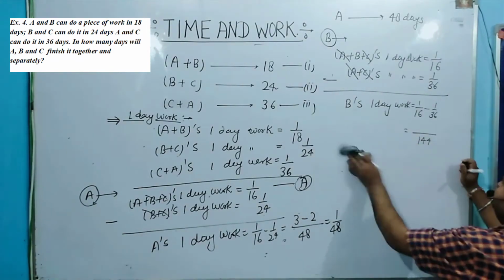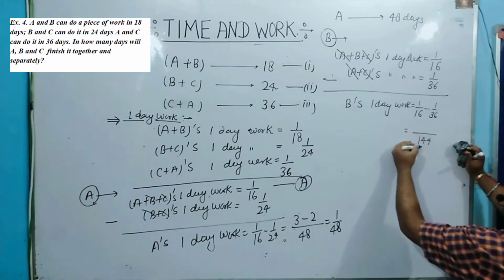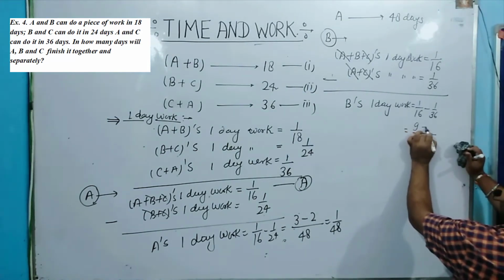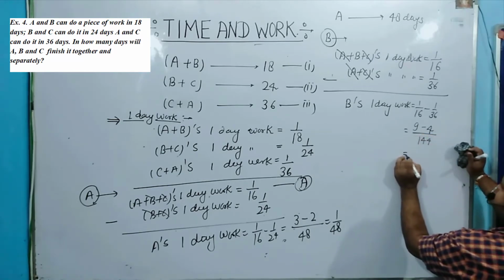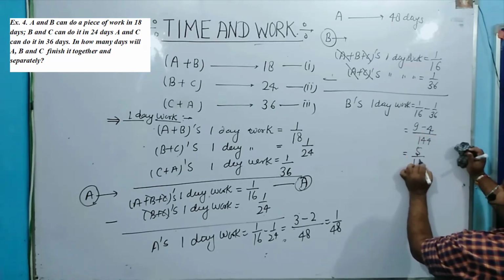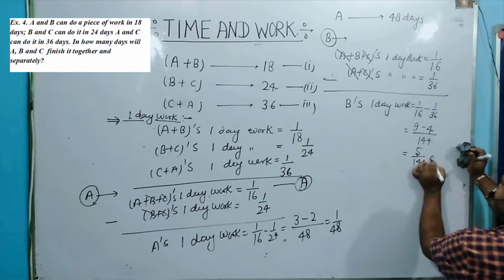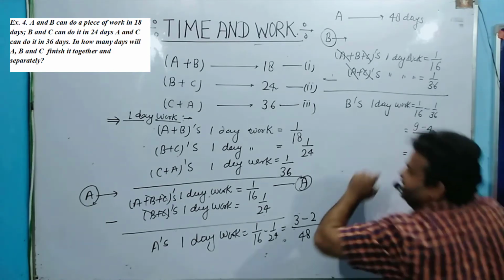So 144 is my LCM, and this is 16 9s, so 9 is over here, and this is 36 4s, so I put 4 over here. So what is my value? 5 by 144 days. Now this is B's one day work.